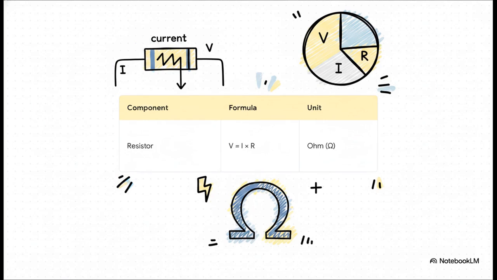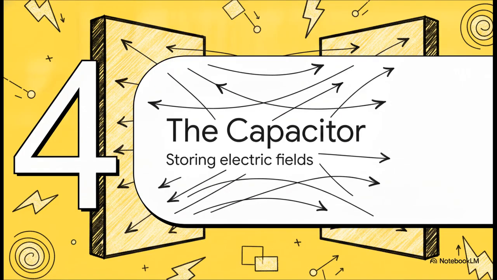And you probably remember the math for this, good old Ohm's law. The formula is V = I × R. So, voltage equals current multiplied by resistance. It's such a simple yet incredibly powerful relationship. And the standard unit of measurement for this resistance is the ohm, which we represent with the Greek letter omega. Section 4 already, the capacitor, storing the electric field.